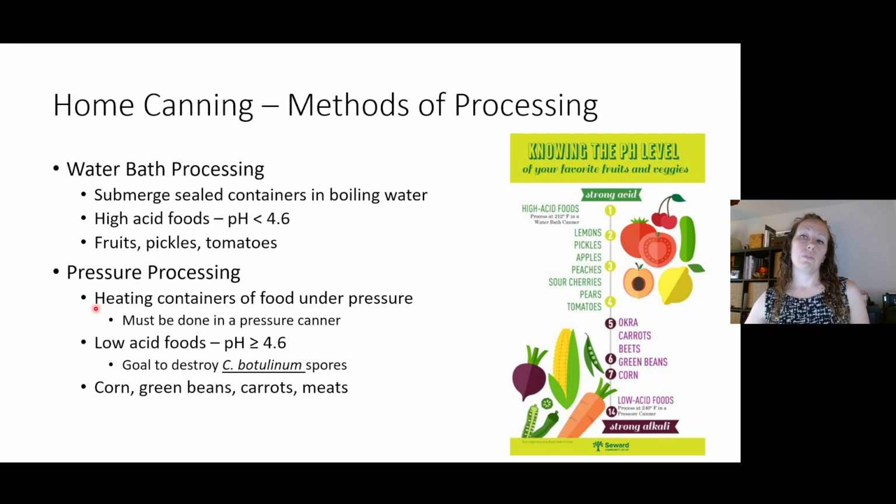But if your pH is at or above 4.6, those are considered low acid foods, and you're going to have to do something to destroy the Clostridium botulinum spores, which means that you're going to need to use a pressure canner to get that temperature up to higher than boiling temperatures, and heating those foods under pressure to do that. And so foods that will need that pressure processing include most of your vegetables as well as meats.